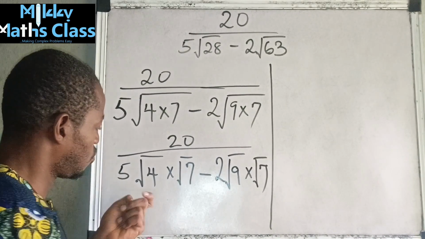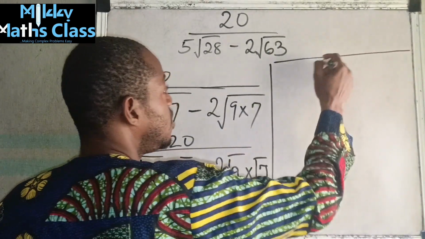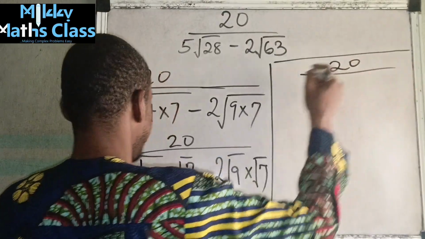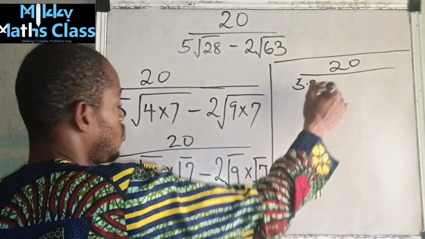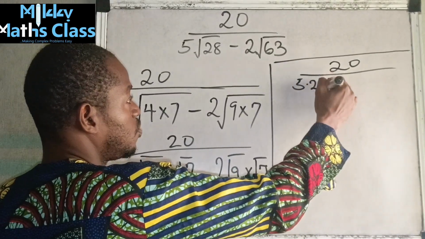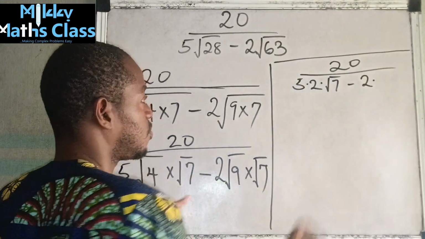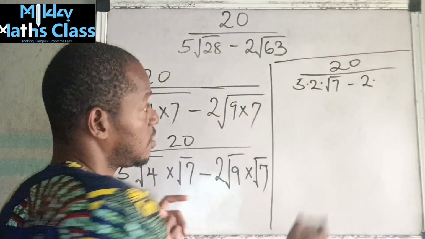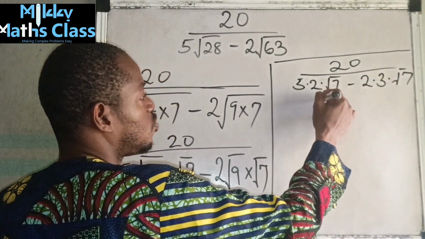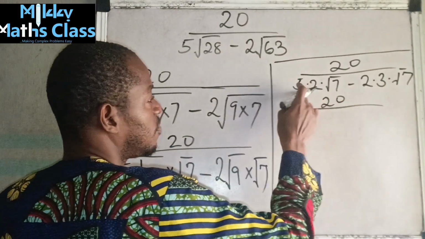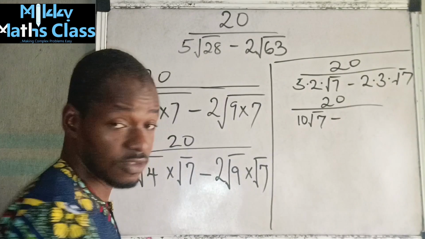So this becomes, square root of 4 is what? 2. So this is 20 over 5 times 2 times root 7 minus 2 times square root of 9, which is 3, 2 times 3 times root 7. So this becomes 20 over 5 times 2 is 10, 10 root 7 minus 2 times 3 is 6.